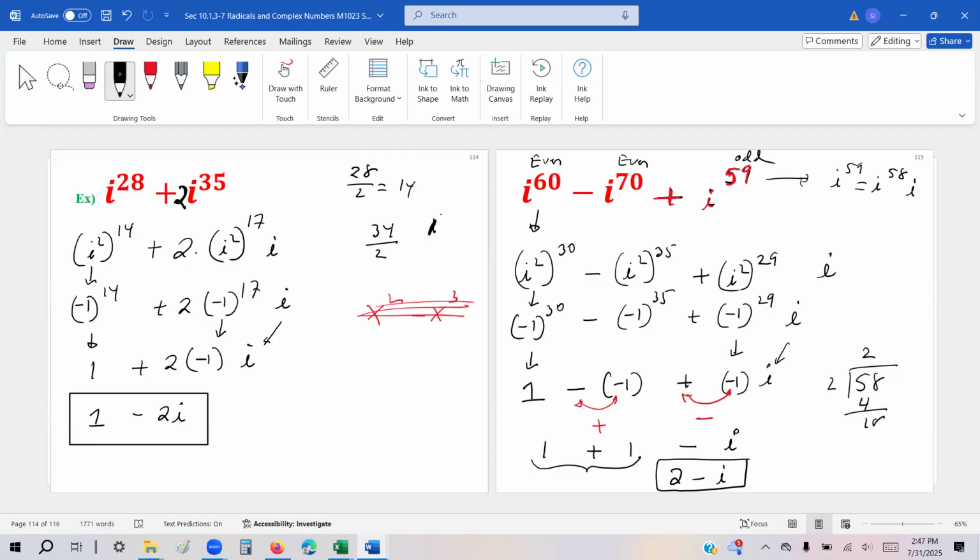59, right? So 59 means you have, yeah, this is negative 1, see? Negative 59 is negative 1. When you divide 59 by 2, you get what? 29 with the remainder 1. It means you have i squared 29 times and i with remainder 1 time.